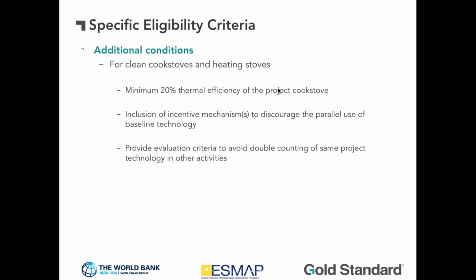There are a couple of more specific eligibility criteria which projects are required to meet. For example, for clean cook stoves and heating stoves, the project technology or the project cook stove should have a manufacturer specified thermal efficiency of at least 20%. The project should also design and include an incentive mechanism which discourages the parallel use of baseline technology. And the project should also provide evaluation criteria to avoid double counting of the same project technology in other activities.